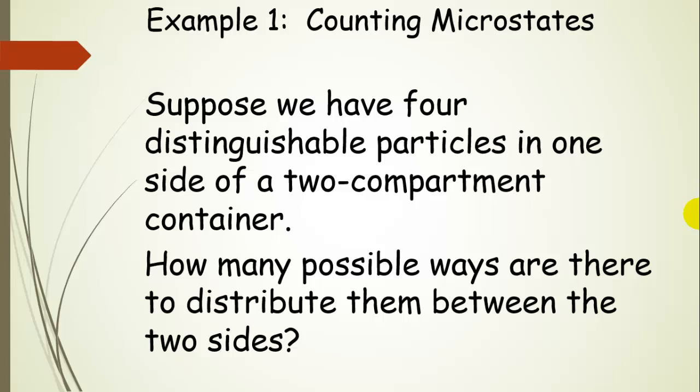Now, let's do an example of counting microstates. And so we're going to have a scenario where we have 4 distinguishable particles in one side of a 2-compartment container. So what that means is that we have 4 particles and we can tell them apart. Now, we're going to figure out how many possible ways there are to distribute these guys between the 2 sides of the container.